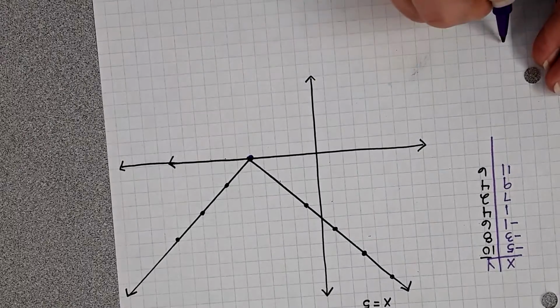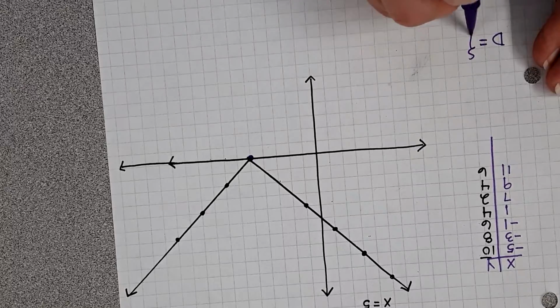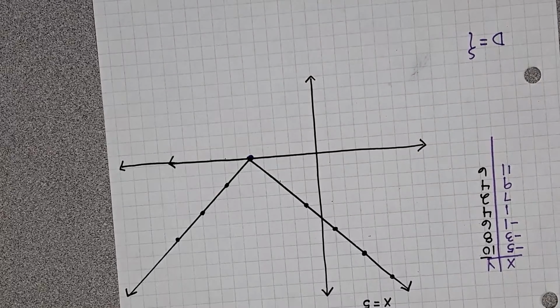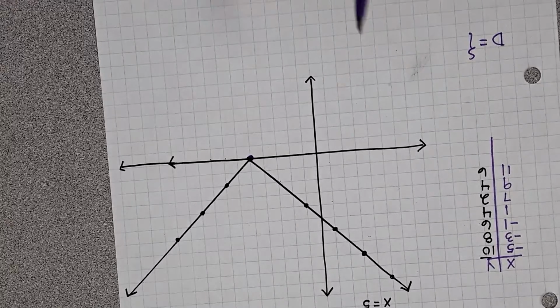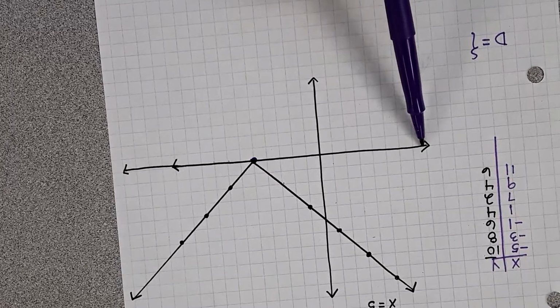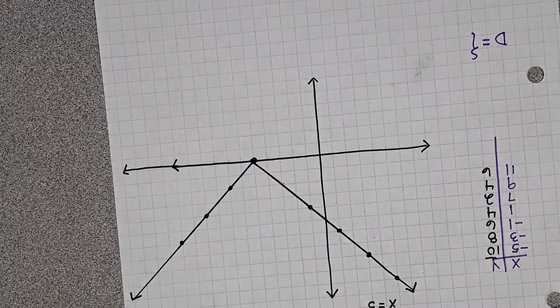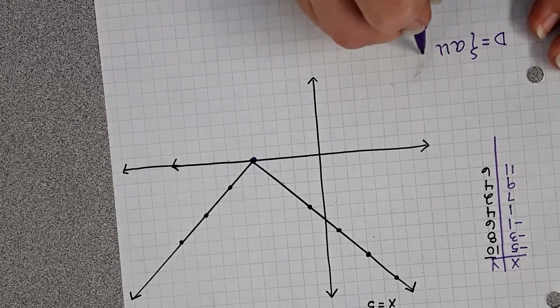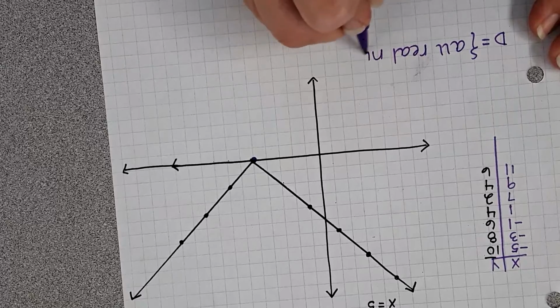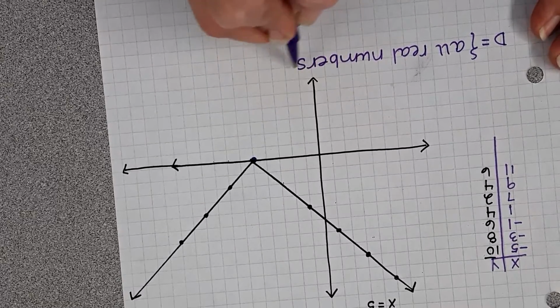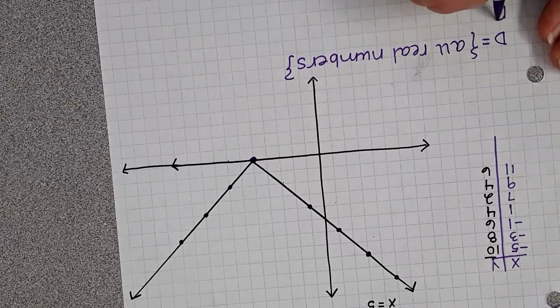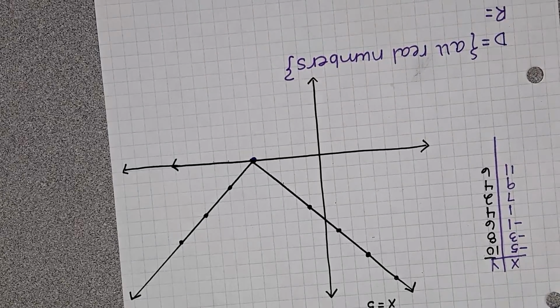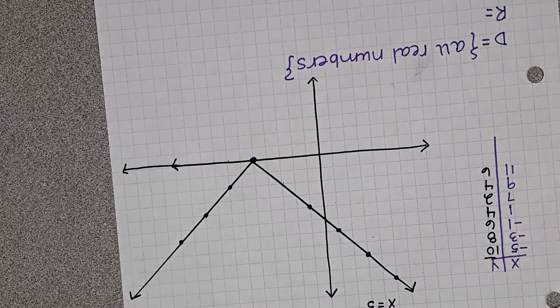Okay. The domain. What can X take on? Looking at the X values, what can X be? Everything. So how do we say everything? Our X coordinates can be all real numbers. So any number will work.